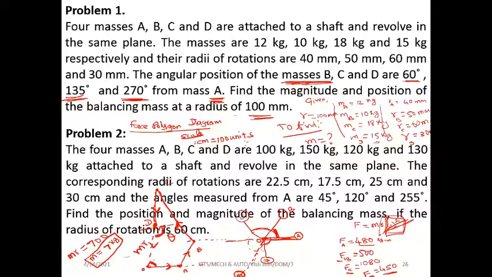So this problem is over. You can solve the second problem. I'll give the hint for that. Let me erase it, and afterwards I'll give the hint.